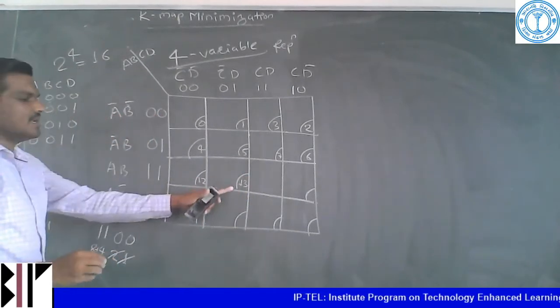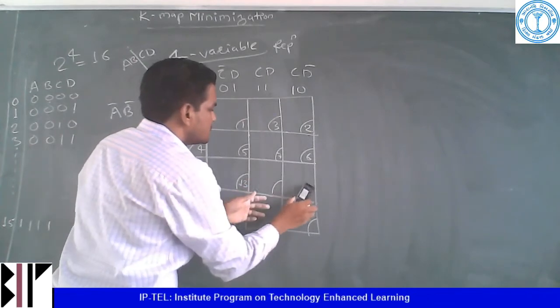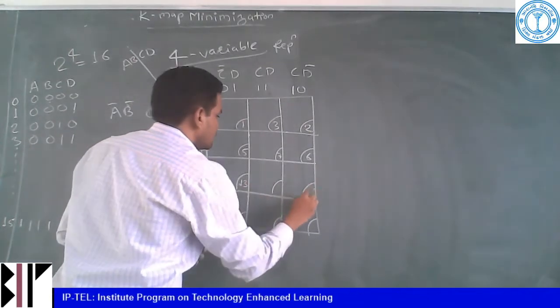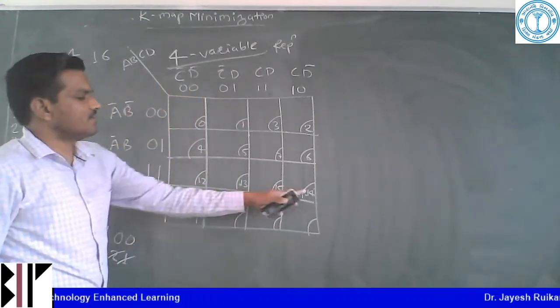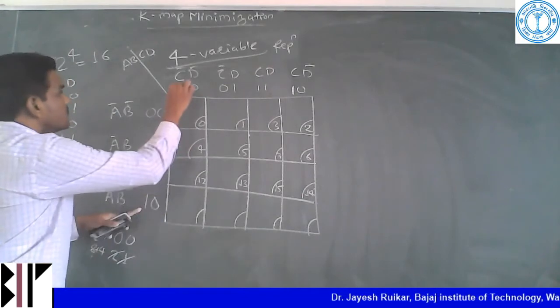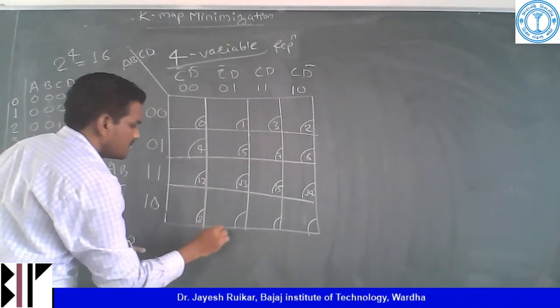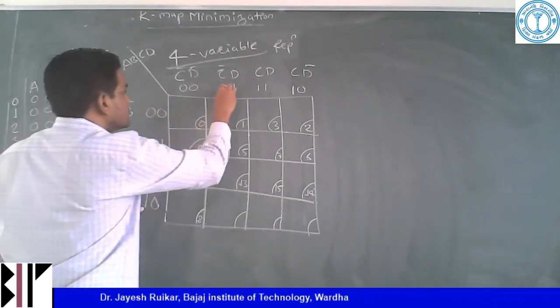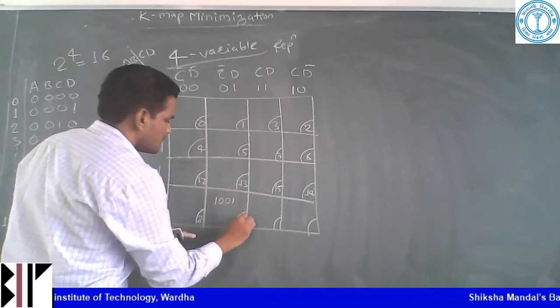13, 12, 13. Then your state change is there. 12, 13, 14, 15. Then this is your 1, 0, 0, 0. What is this? 8, 1, 0, 0, 1. 1, 0, 0, 1. What is this? 8 plus 1, 9.